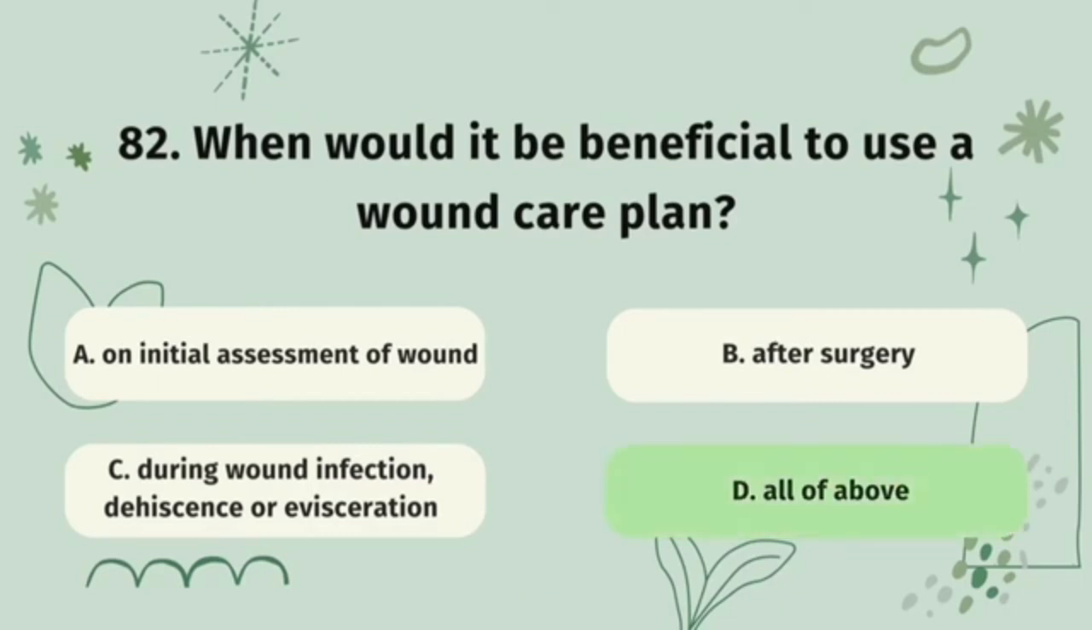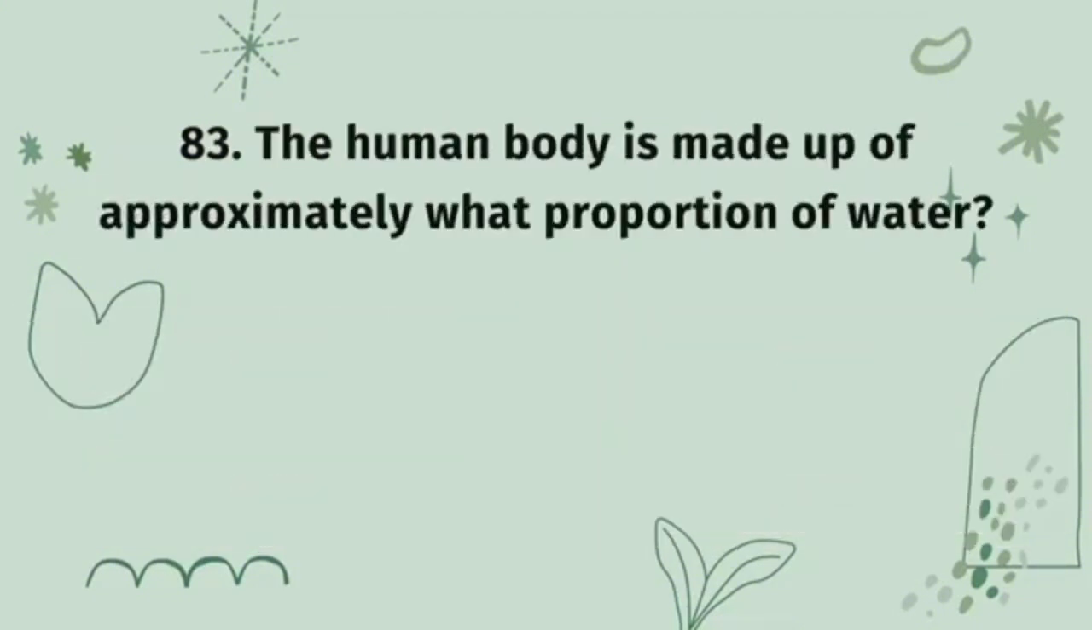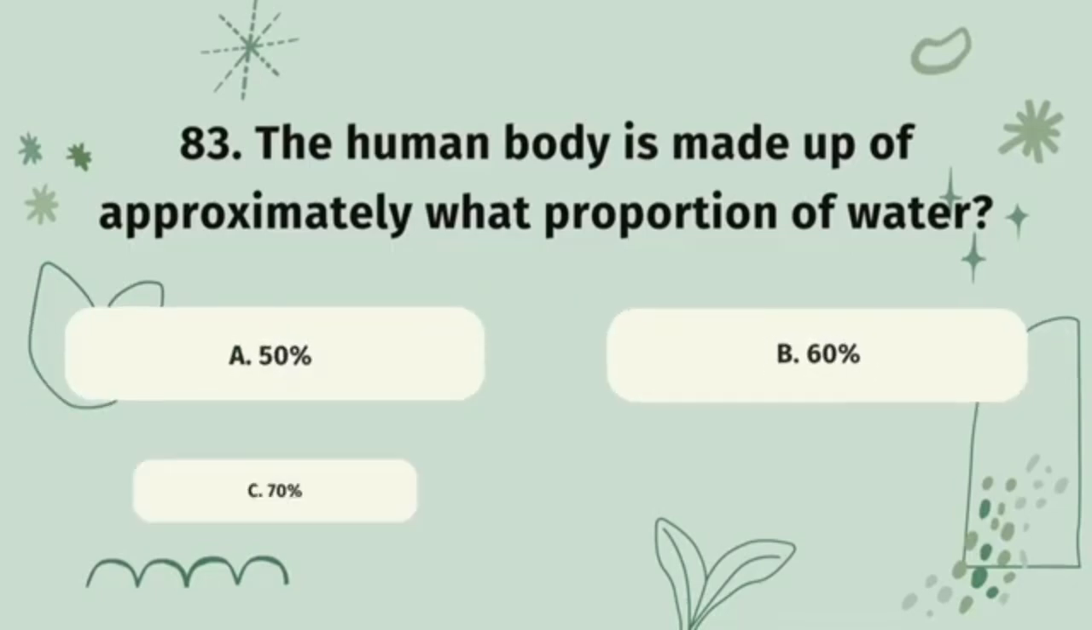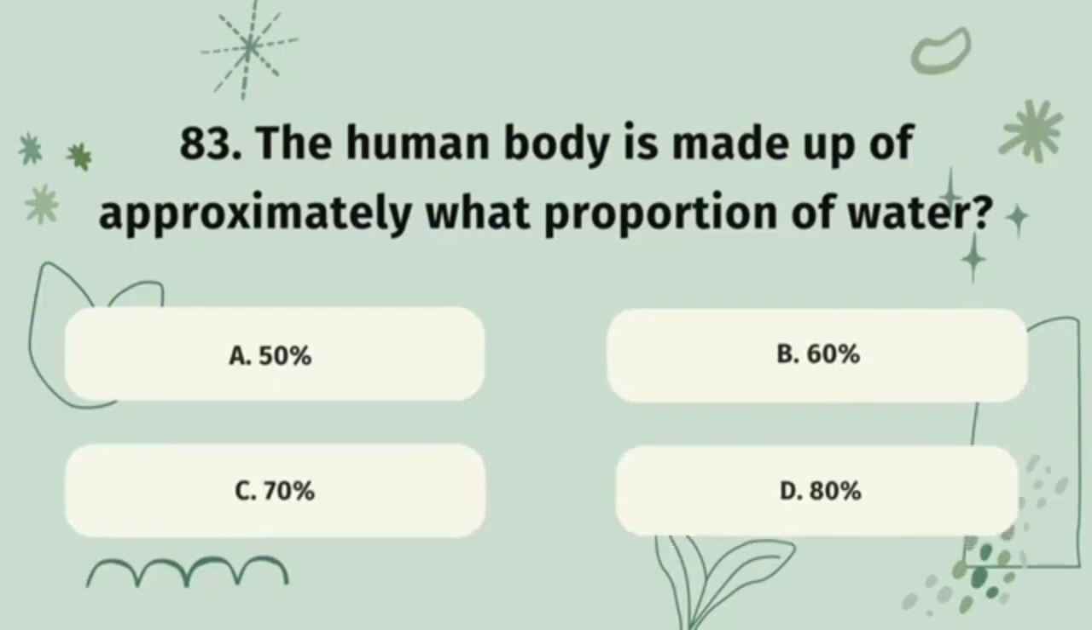The correct answer is D. Question 83. The human body is made up of approximately what proportion of water? Option A, 50%. Option B, 60%. Option C, 70%. Option D, 80%.